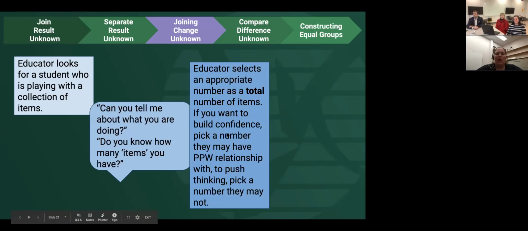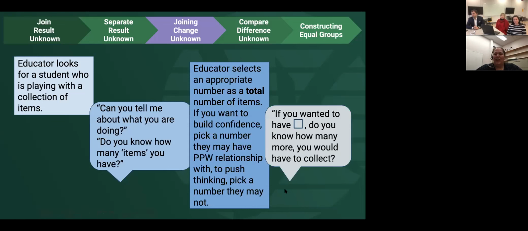So if you want to build confidence, you would pick a number that you think they might be able to figure out, like maybe 12 even. Do you know how many more you'd need if you needed to have 12 or 13? But if you want to push them, if you want to give it a try and see, you can pick a number that you're not sure. Maybe they'll know it, maybe they'll be able to figure it out, maybe they won't. And so then you would ask, if you wanted to have 16, do you know how many more shells you'd have to collect or to put in your collection?